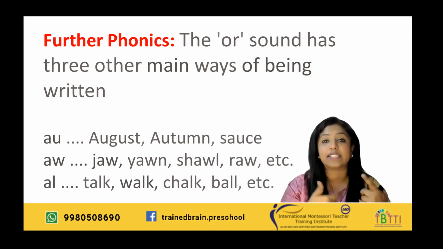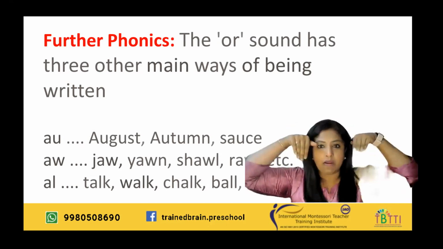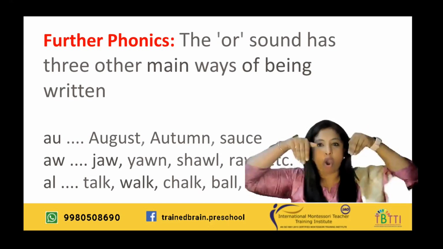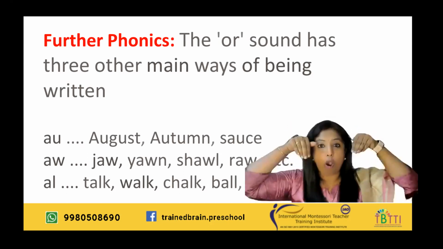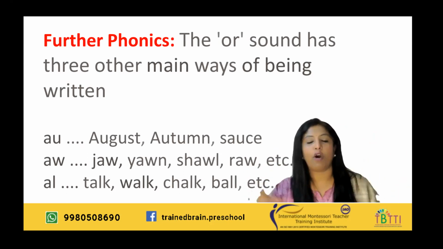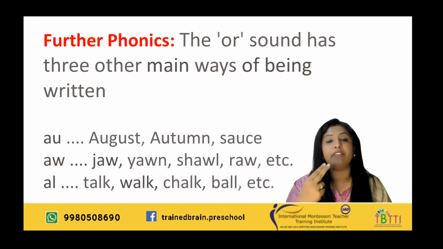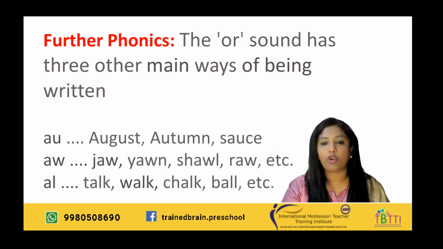Now, words like August. So it's AU. So we don't say O. We say August. So what's this? How do we do that? It's O. O. O. Right? So that way. So autumn. So it's again O. Autumn. The second alternative spelling for the same sound O is AW. Words like jaw, words like drawn, words like shawl, words like raw.